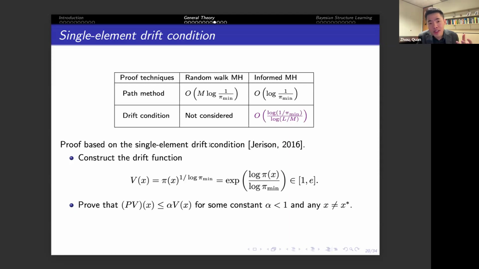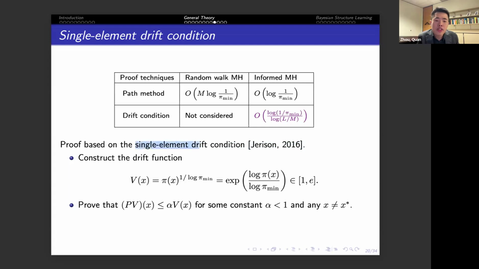And although we are considering a discrete space here, you can also just adapt those arguments and apply those results to the discrete space. But here we chose to use this particular version of the drift condition result from the PhD thesis of Jerrison, because the bound is quite clean, and I think it's also better than some other approaches.